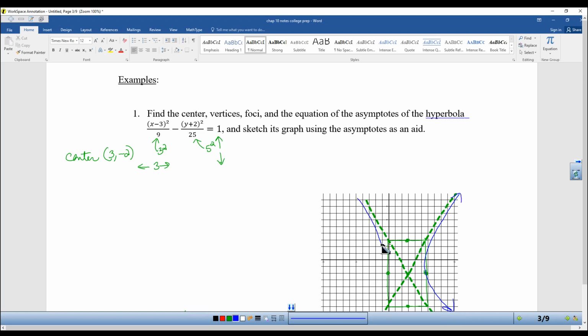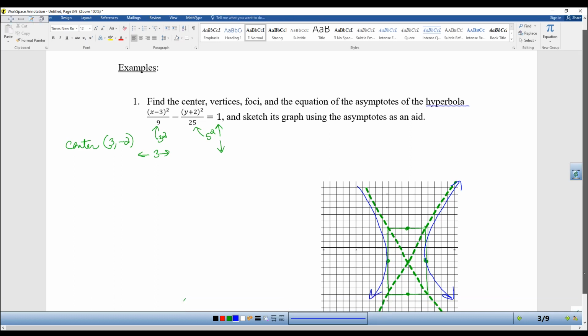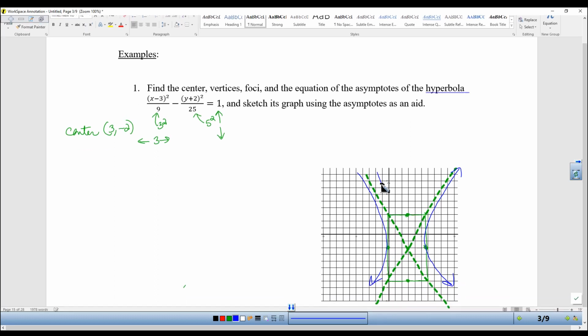It's that easy. If the y had come first, then I would have drawn it this way, if it had been y squared minus x squared. But since it wasn't, this is my hyperbola. So these asymptotes are fantastic because they're the guidelines for the whole thing. And now that I've moved this up appropriately, it would go like that. Okay?